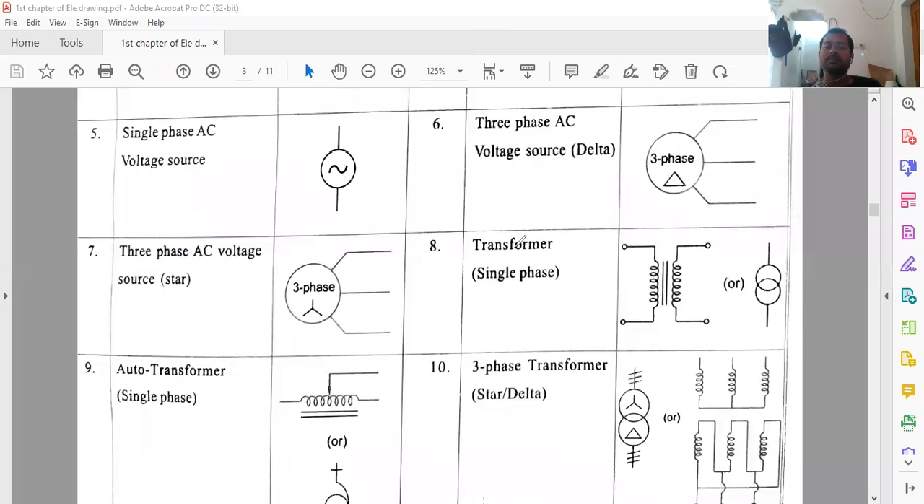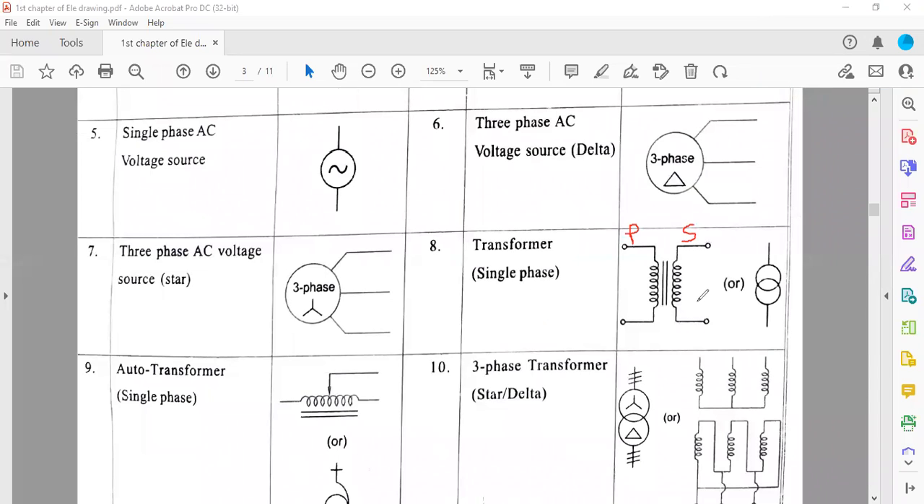Now, the representation of the transformer. That is in the chapter on transformers, and three-phase AC machines will be started by your madam, who will explain the transformer. This is the symbol of the transformer. A transformer has a primary winding and a secondary winding, and the windings are surrounded by some core material, which is represented with these two lines.